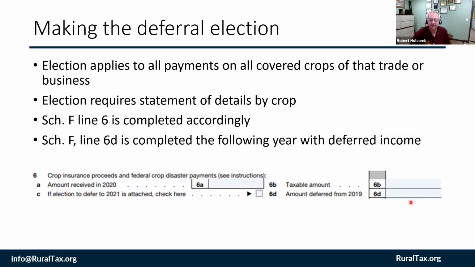What normally would happen with my software is that once you defer that amount, then when I load the tax program the following year, it will automatically populate that as taxable income for the next year. So the mechanics of this all happen on line 6 on the Schedule F. Plus, there's an election statement that also gets attached to the tax return.